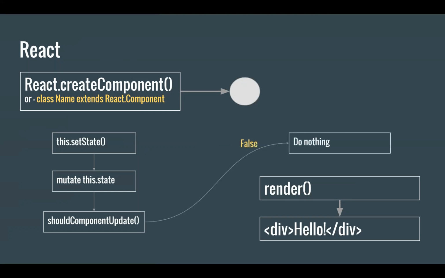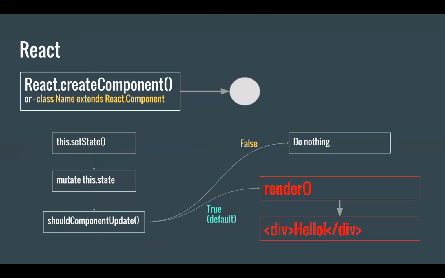So when it calls shouldComponentUpdate, if you return false from that method, it won't do anything. It won't re-render that node. But if you don't do anything with it, by default, it'll return true, and it'll re-render that element for what it created when you called createComponent.